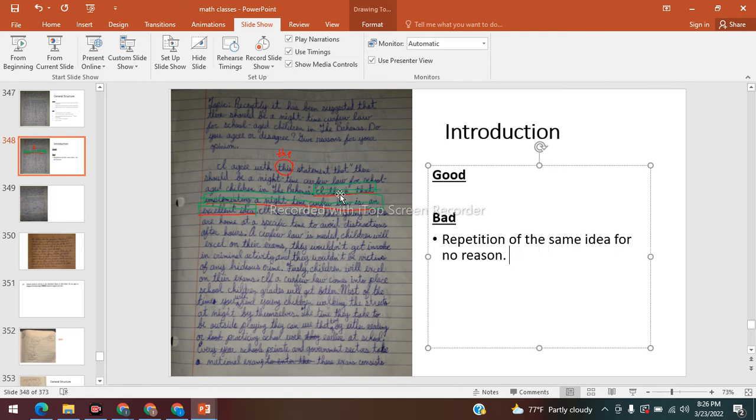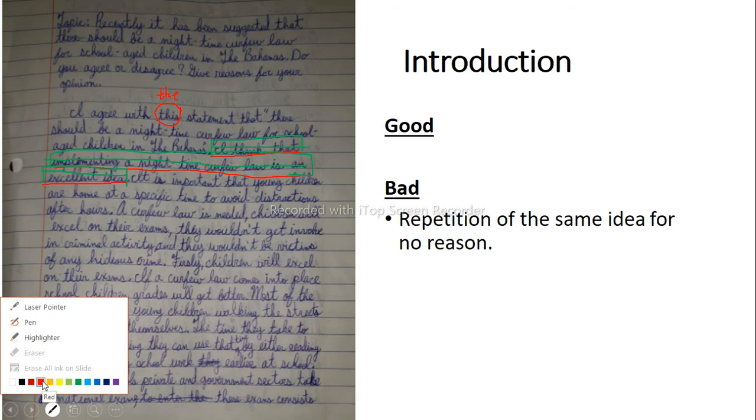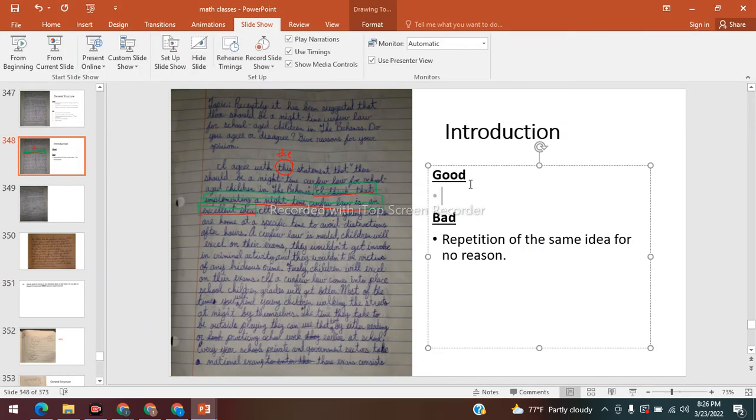All right. "I agree with the statement that there should be a nighttime curfew law for school-age children in the Bahamas. It is important that young children are at home at a specific time to avoid distractions after hours. A curfew law is needed. Children will excel on their exams." Okay, so right now the person is starting to list off points, right? The good thing is that at least we know their position. Their position is clear. That's very important. I like that.